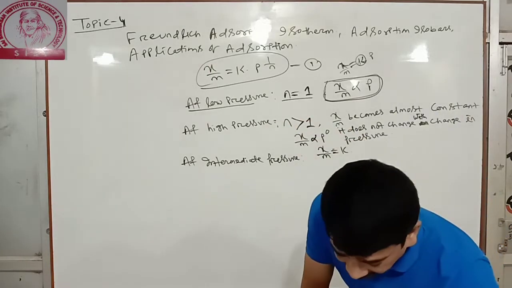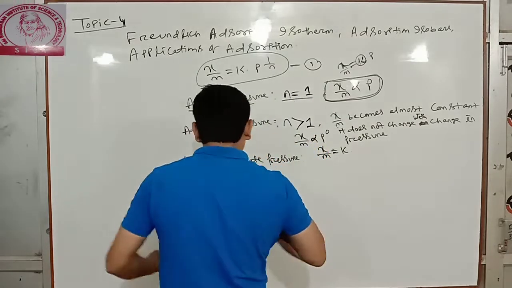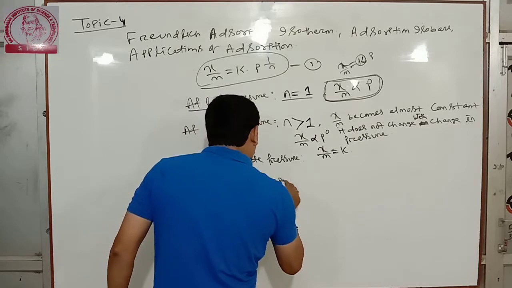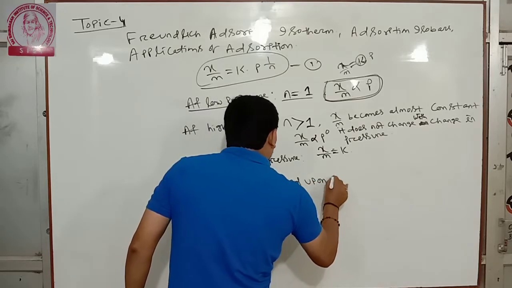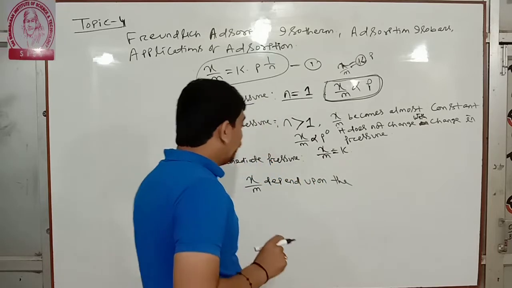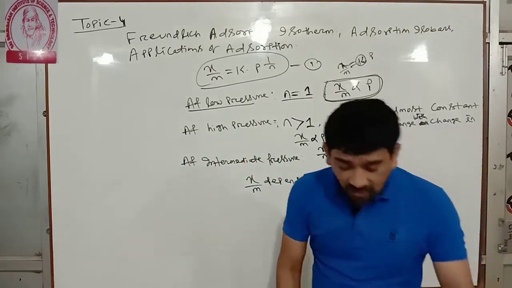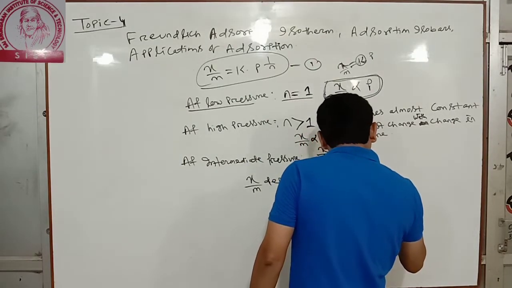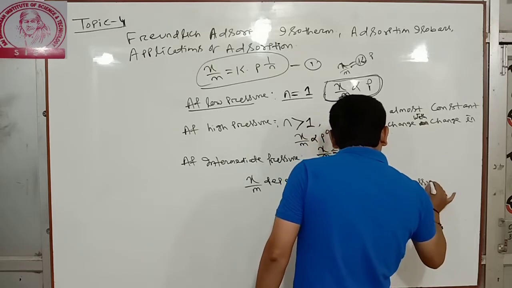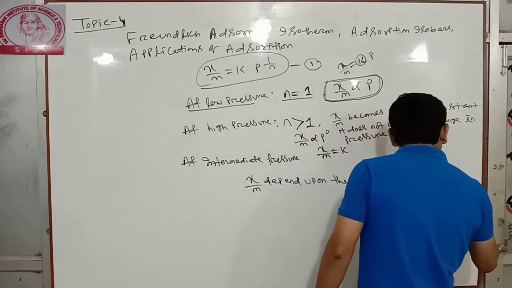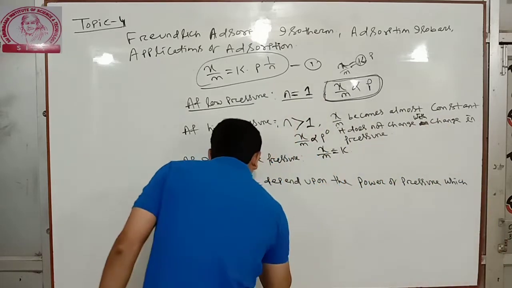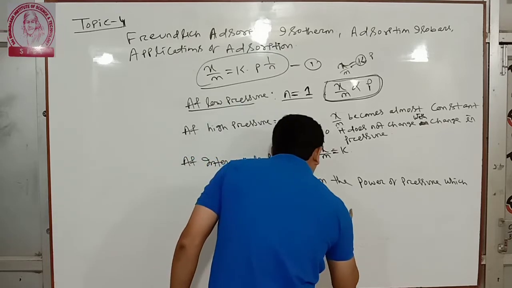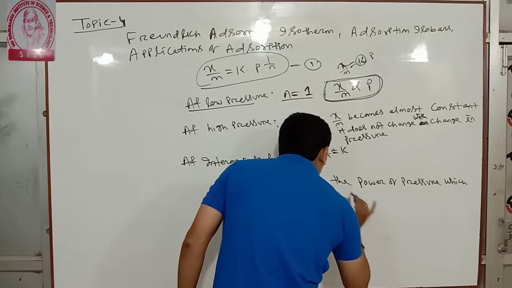Next, at intermediate pressure, x/m will depend upon the power of pressure which lies between 0 and 1.